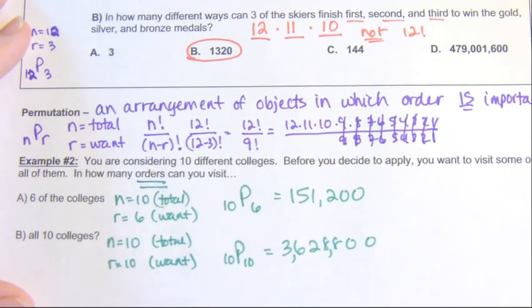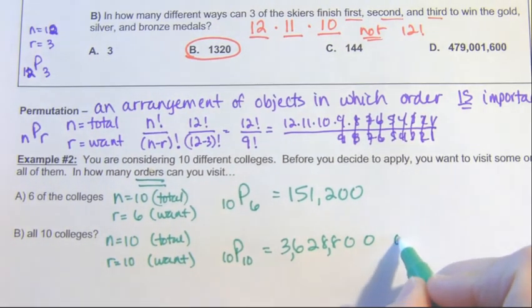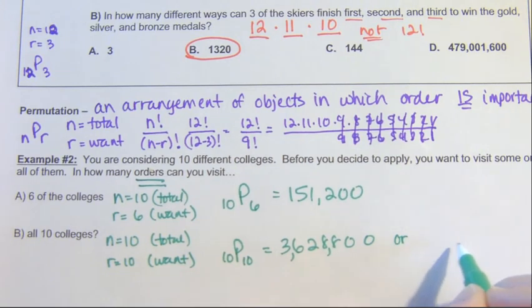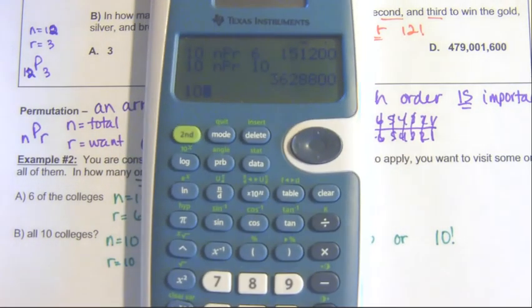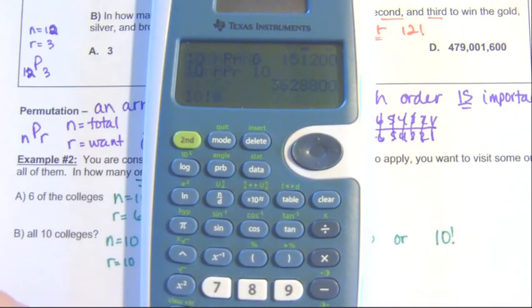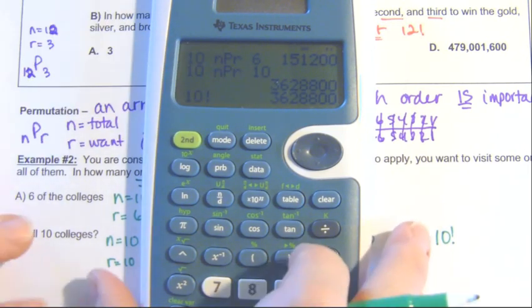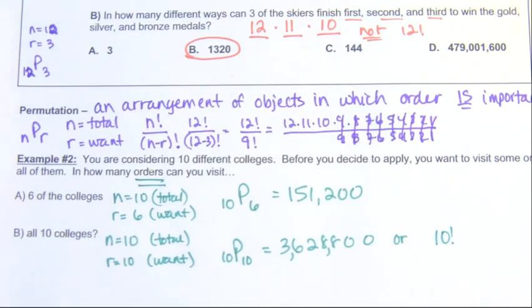So 3,628,800 different options. Now, I want to point out that this would be the same as doing 10 times 9 times 8 times 7, so it's the same as 10 factorial. So for those of you who like to make connections with all this, type 10, PRB, hit the 3, you get the exact same answer. So, all right, moving on to the back side.